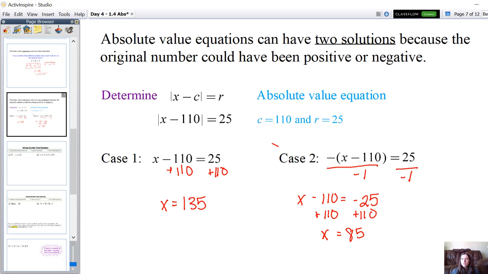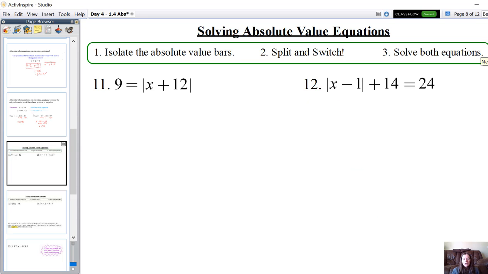Let's solve some more absolute value equations. When we are solving these equations, the first thing we always need to check is, are our absolute value bars by themselves? Is there anything to the left or right of those bars, on the outside of those bars, that we need to move over first? If the absolute value bars are alone, then we can split it up into our two cases and solve both of those equations.